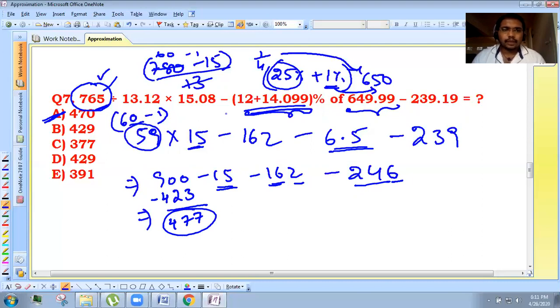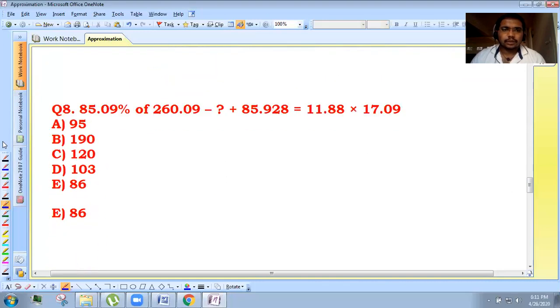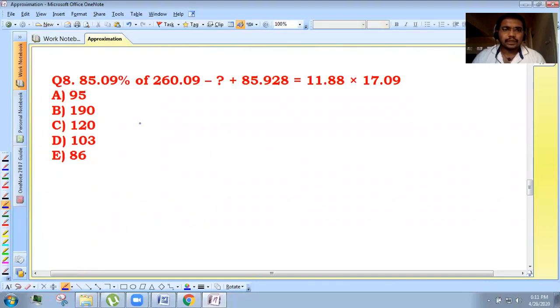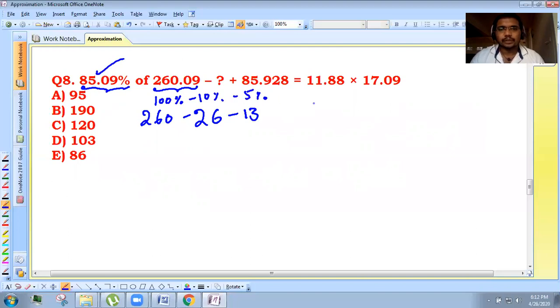Is that clear? Okay. We'll go for the next value. 85 percentage of 260. 100 percentage is 260, minus 26, minus 13. I hope you understand. 100 percentage minus 10 percentage minus 5 percentage, that is 85 percentage approximately. Minus, this is 12, this is 17. 12 into 17 plus 86 is equal to how much?